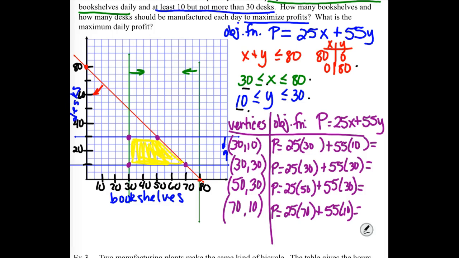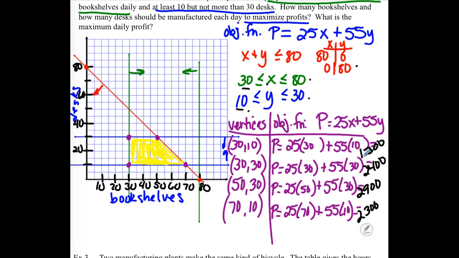All right, so for the point 30, 10, what did you get for RP? 1300? Okay, and for 30, 30? All right, somebody else, 50, 30? Okay. And the last one, 70, 10? Okay.